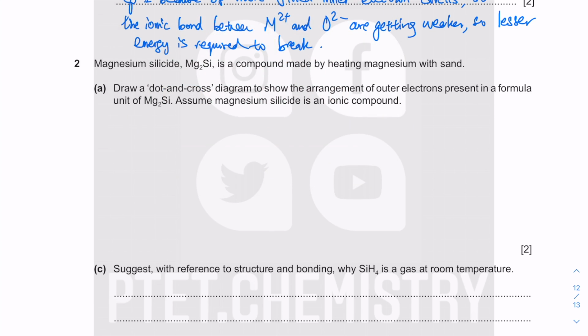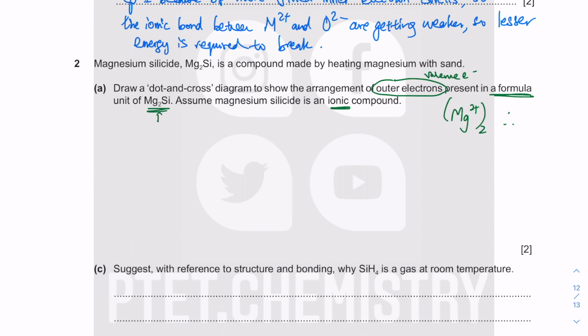Next question. Magnesium silicide, Mg2Si. You need to draw outer electrons, or sometimes they call it valence electrons, present in a formula unit of Mg2Si. If you assume it's ionic, then you know it's Mg2+ because it's a group 2 metal forming cations. A group 2 metal loses electrons. You will lose 2 electrons. And how many do you have? You have 2 of it.